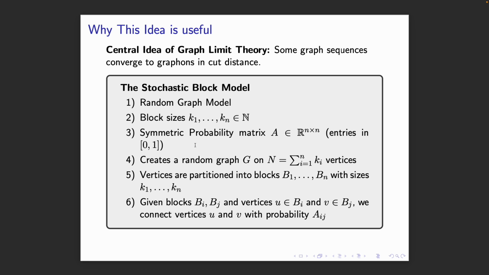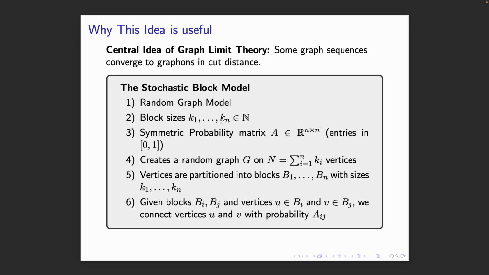So when you can put them in this framework, it's usually going to give you a simpler object, computationally speaking. For example, there's a random graph model known as the stochastic block model. How it works is you pick block sizes. So we have n numbers, k1 through kn. These are natural numbers, whole numbers, and they're going to determine how many vertices are going to go in each block of the graph.